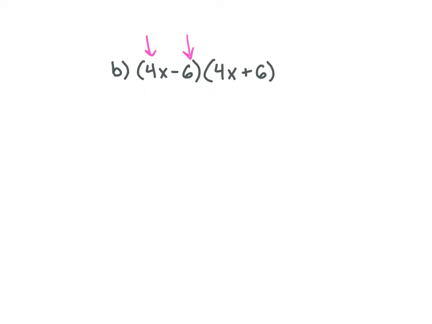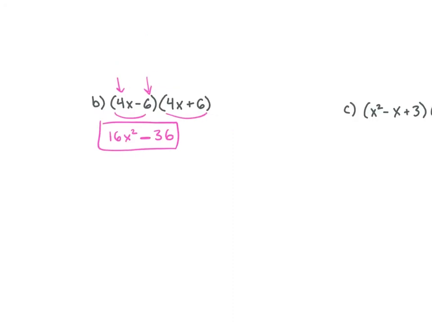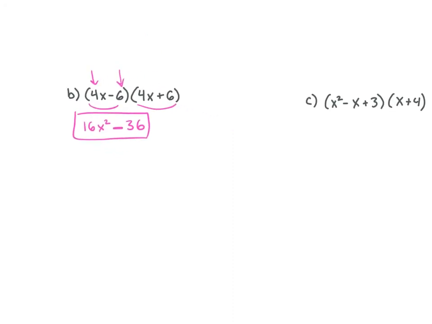So 4x squared would be what? 16x squared, minus in the middle, and then what's 6 squared? 36. So this is just the shortcut. If we see that we have the same thing but minus and then plus, we can just square the first one, square the second. You could just FOIL this if you wanted to. You'd get the same answer. So if you didn't know the shortcut, weren't confident in it, just FOIL it. You'll get the same exact thing.